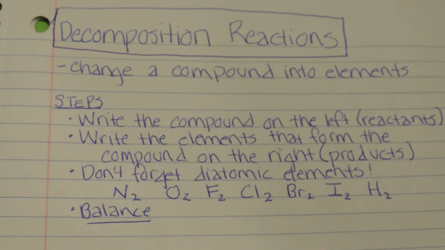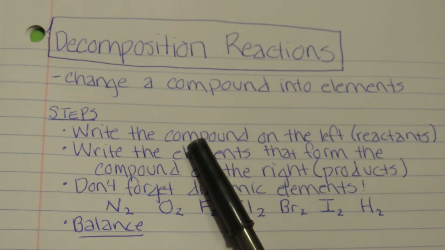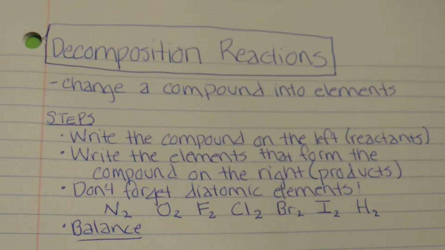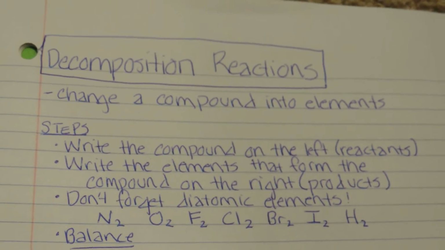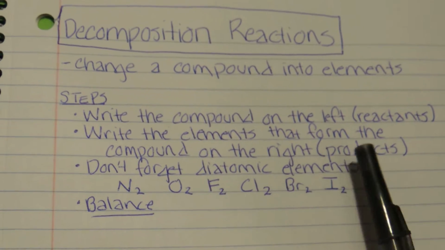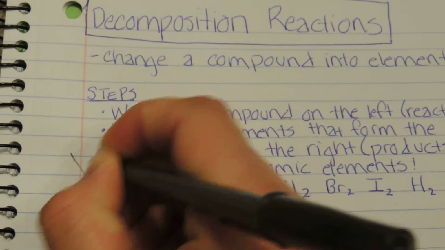So here are the steps to writing a decomposition reaction. First, you want to write the compound that you're given, usually in the problem, on the left. Of course, this is the reactant side. Then you'll draw the arrow, and you're going to write the elements that form the compound on the right. And these are the products.